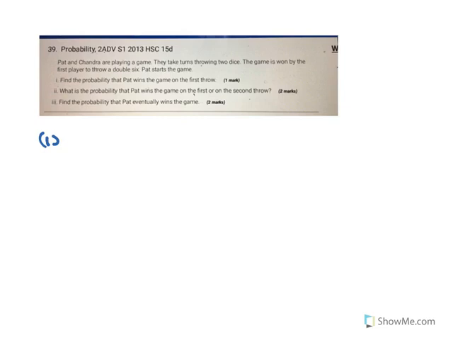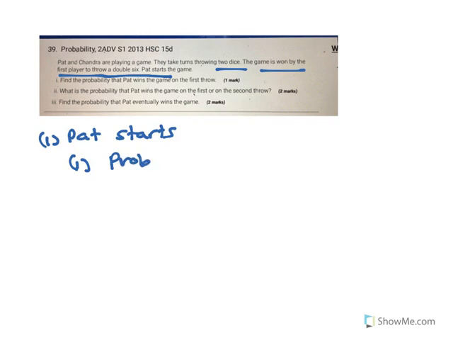Okay, so just reading this, Pat and Chandra are playing a game. They take turns throwing 2 dice. The game is won by the first player to throw a double 6. Pat starts the game. And we're actually interested in the probability that Pat wins on the first throw.